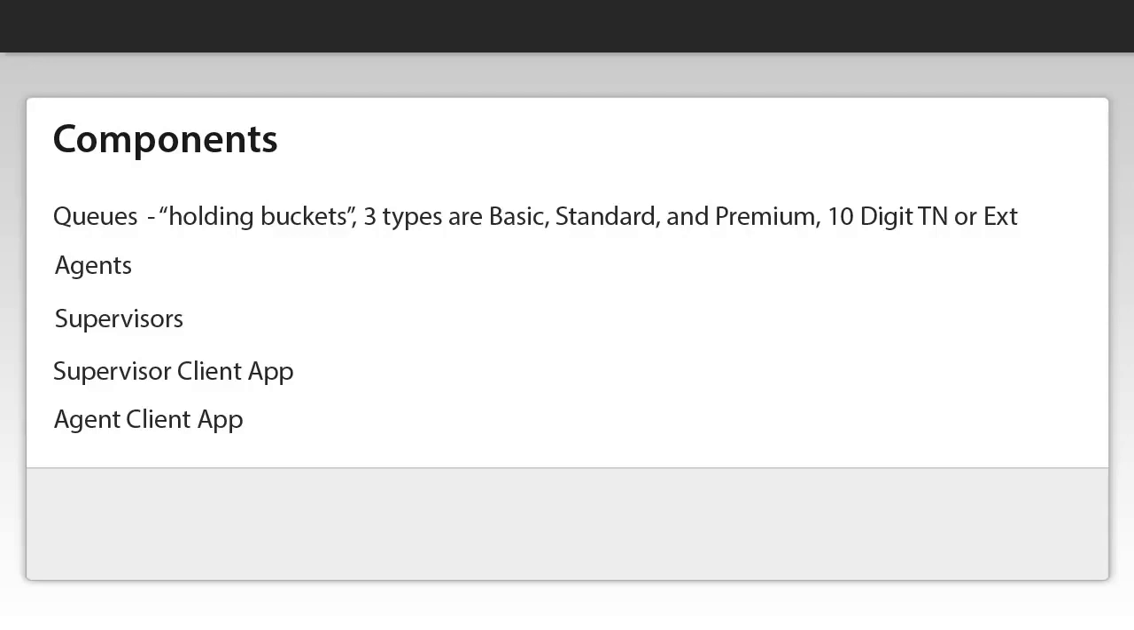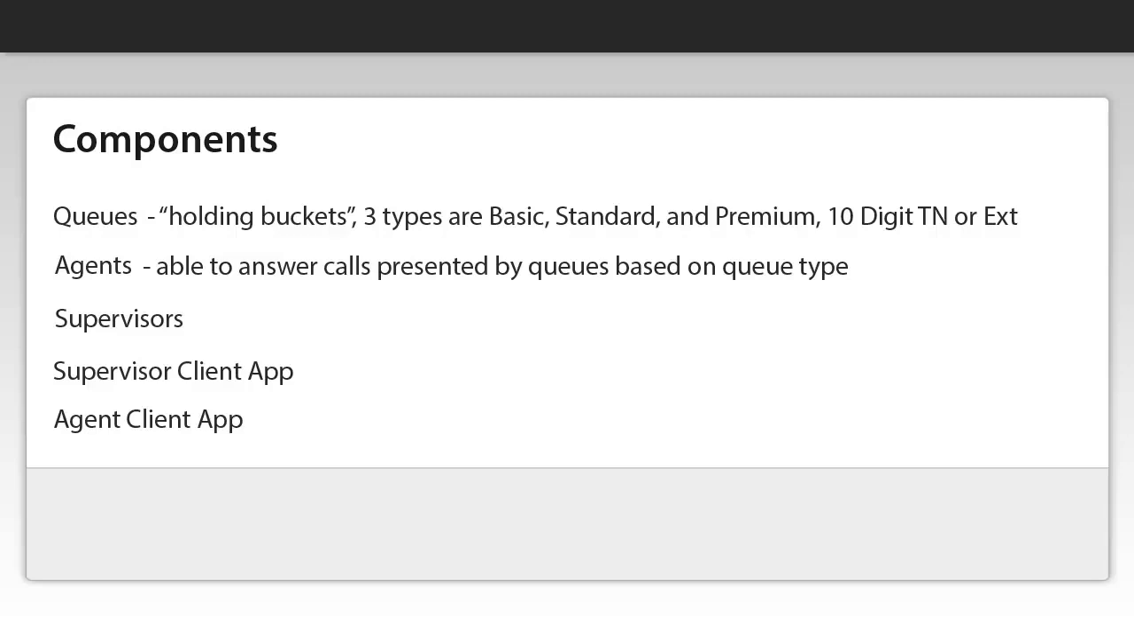And queues come in 3 different flavors: basic, standard, and premium. A business's ACD requirements will determine the type of queue the business needs. And we'll go into a comparison in just a minute of the queue types. Next, agents. Agents are individuals set to receive calls presented to them by a specific queue to which the agent is assigned. And then we have supervisors.